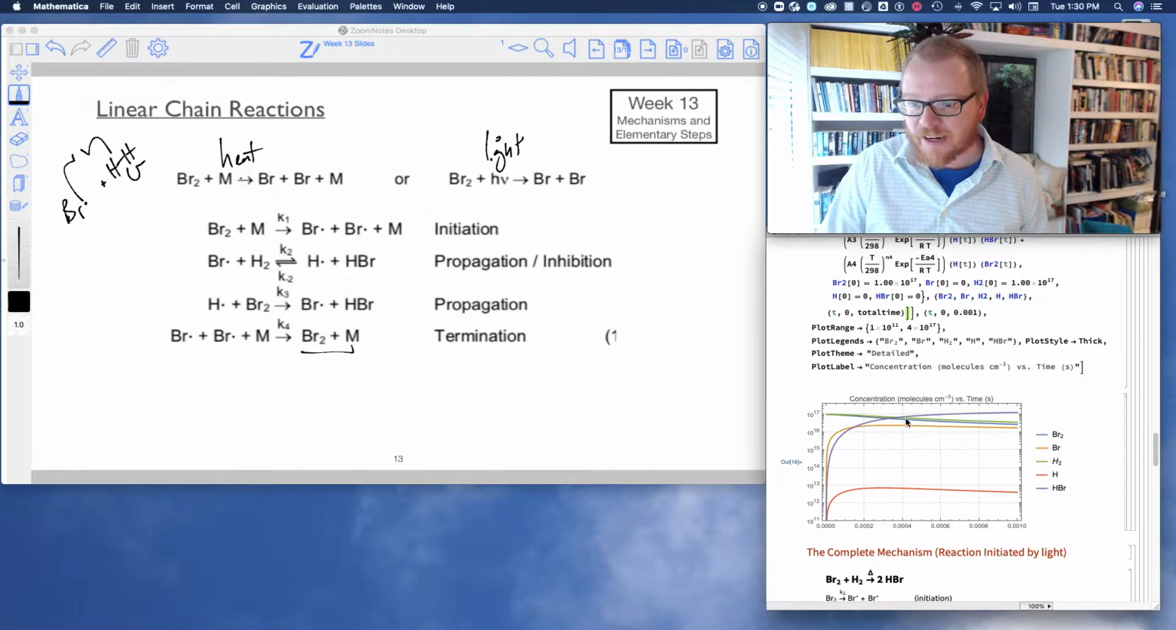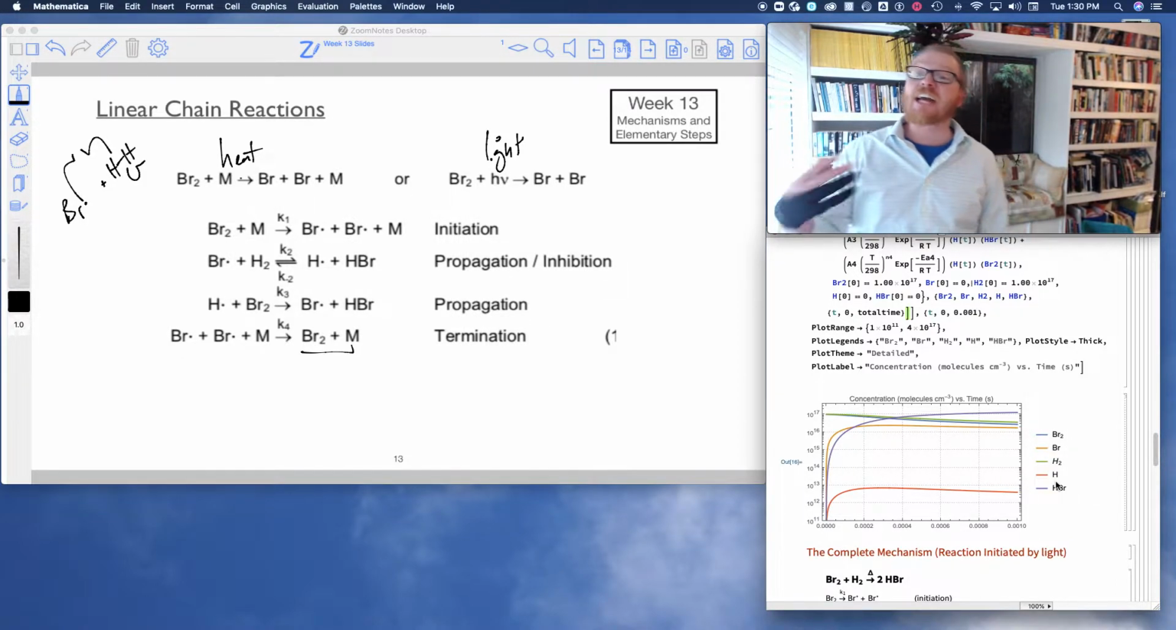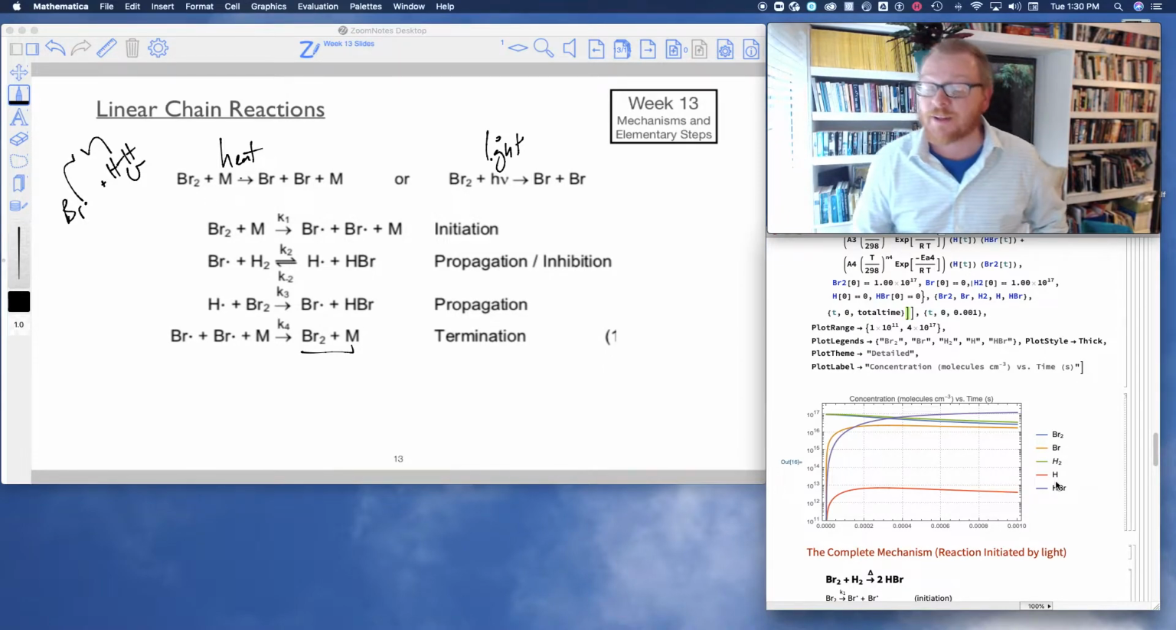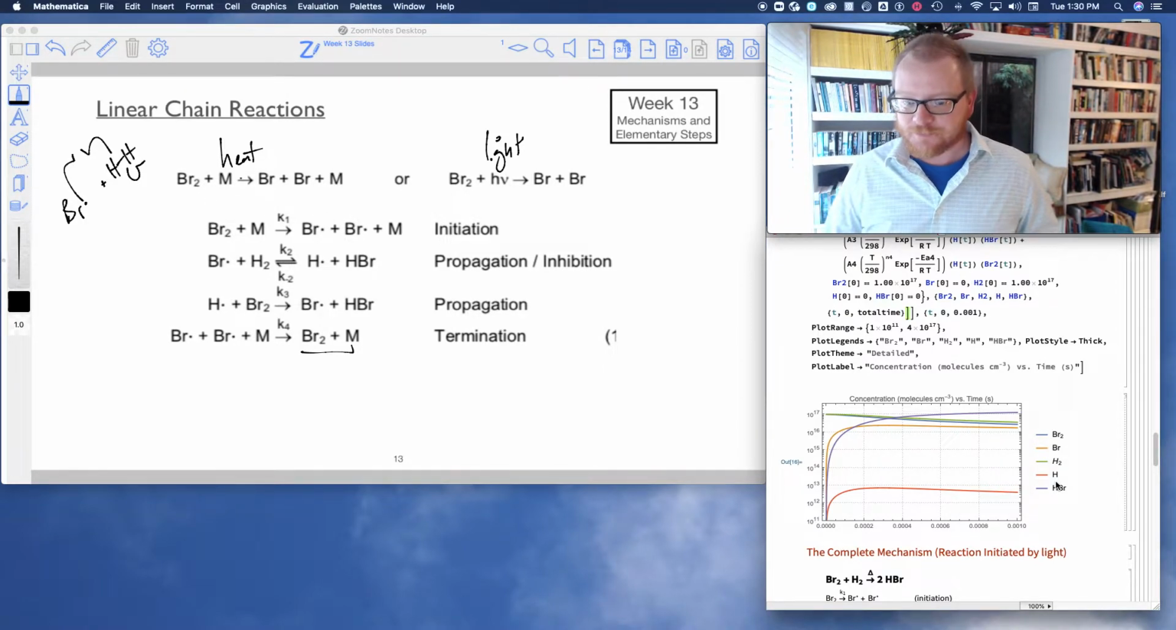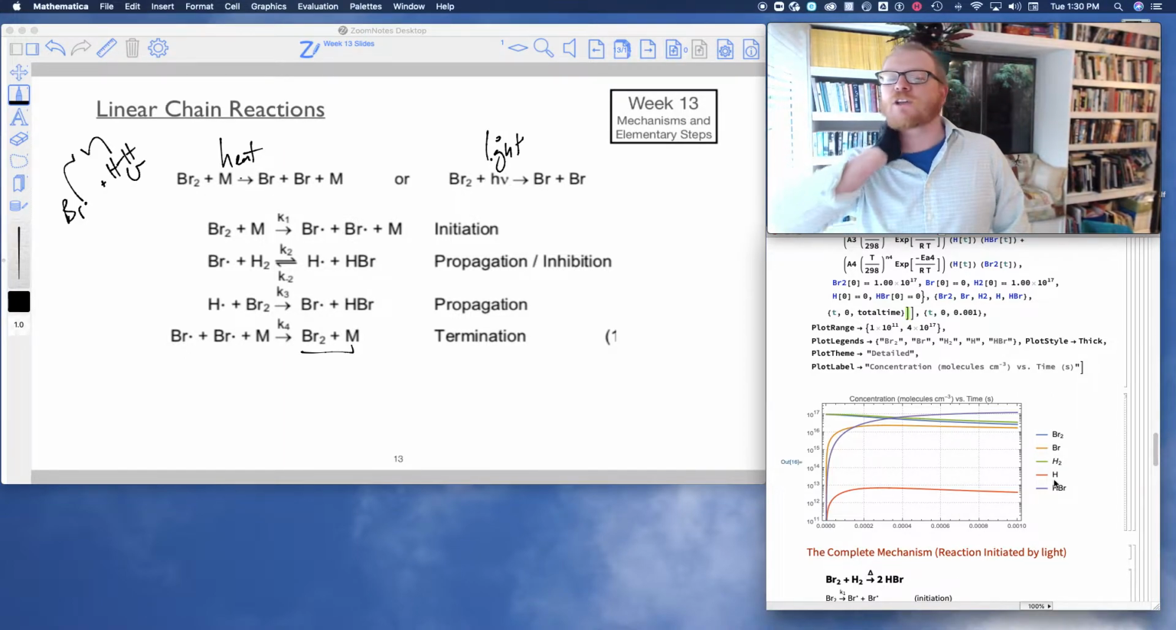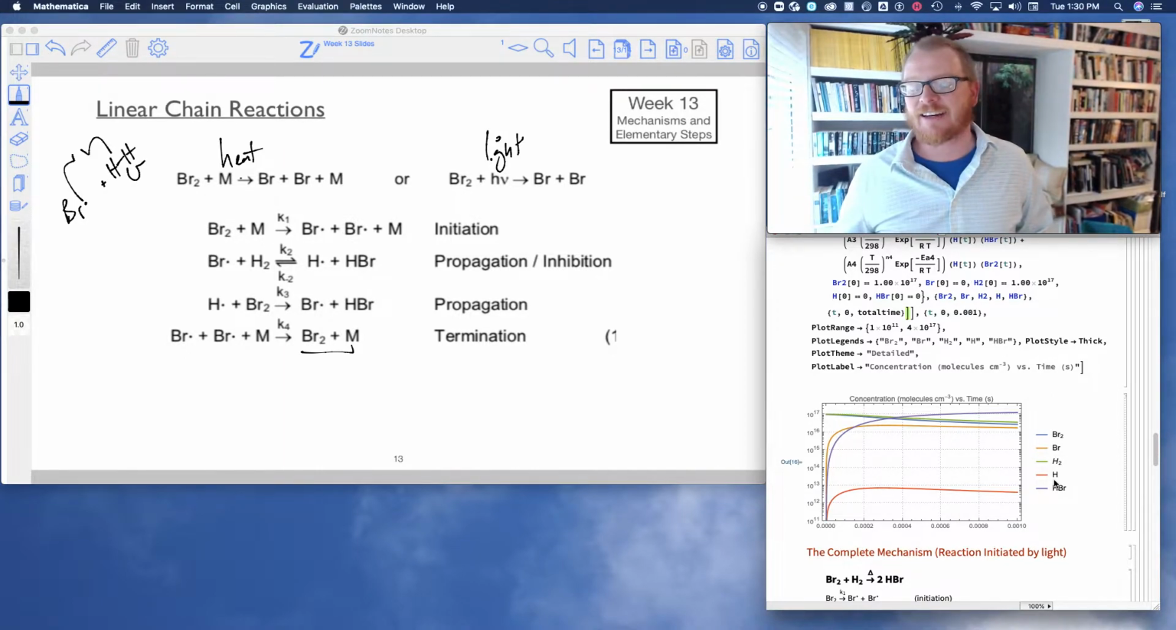You can see bromine and hydrogen decay, and bromine is decaying at a different rate than hydrogen, and that's actually due to that 1/2 order interesting phenomenon of bromine. And I would definitely say bromine and hydrogen, even though it looks like they're produced at steady state, they are not, because this is a log scale.